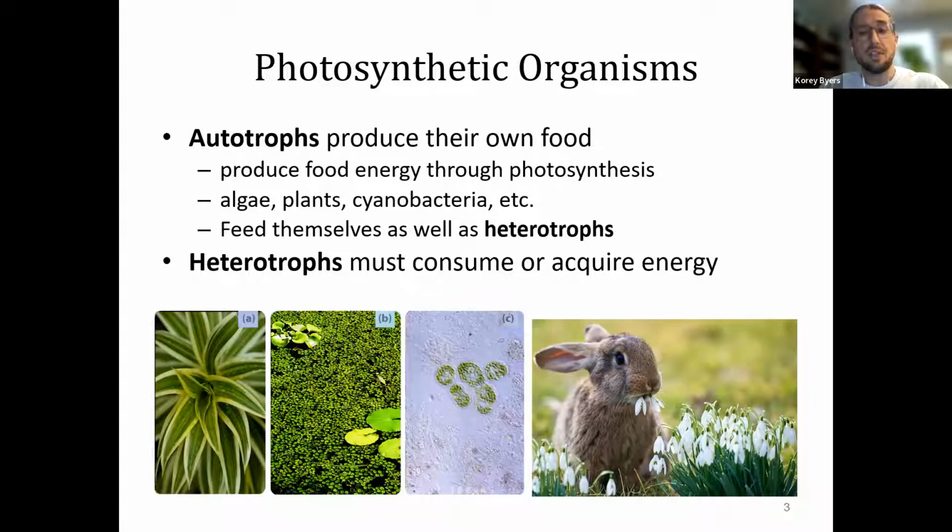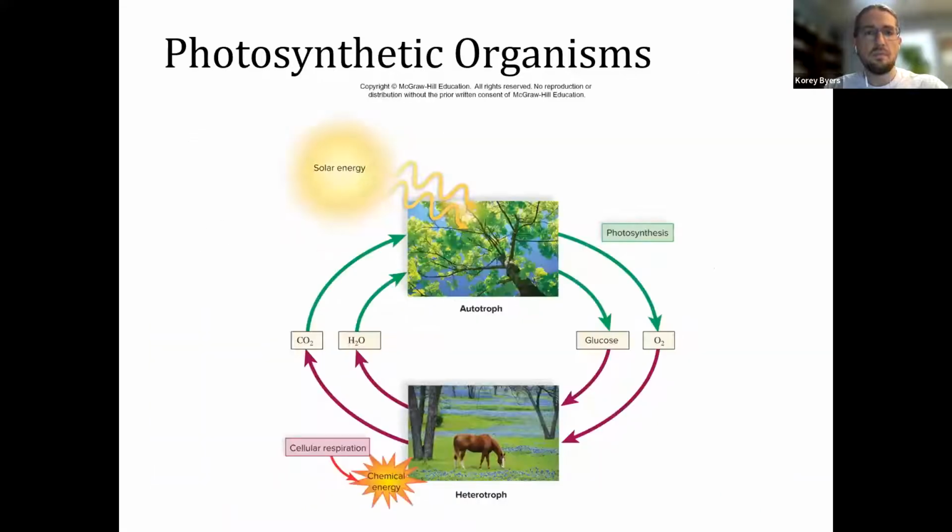If something has to consume another organism in order to access some of these sugars, in order to access this energy or amino acids, we call it a heterotroph. Hetero meaning different, troph referring to that energy level. So heterotroph must consume or acquire energy. And so autotrophs, using that solar energy, can make sugars, make food, make an energy source, amongst other things, that heterotrophs have to consume.